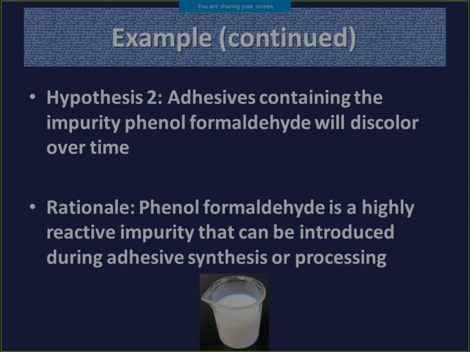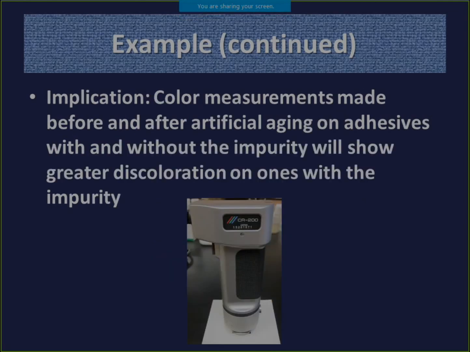And a second hypothesis might be adhesives containing a particular impurity will discolor over time. The rationale might be that this particular impurity is highly reactive and it's known to be something that can be introduced during adhesive synthesis or processing. An implication might be that color measurements made before and after artificial aging on adhesives with and without the impurity will show greater discoloration on the ones with the impurity.